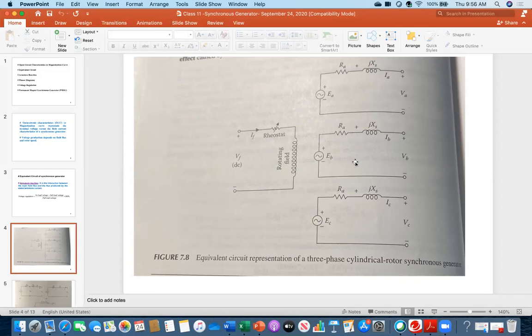The same thing goes for B phase and C phase. So simply speaking, for a synchronous generator, stator coils have resistance and a reactance. And this is the terminal voltage. If loads are connected, then current will flow, which is IA. And EA is the internal generated voltage.